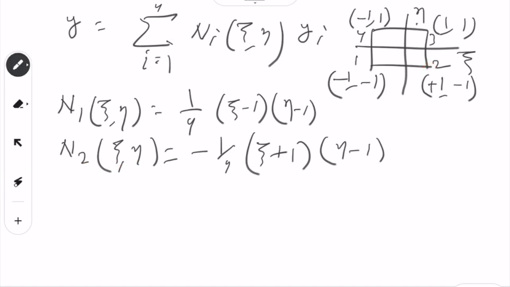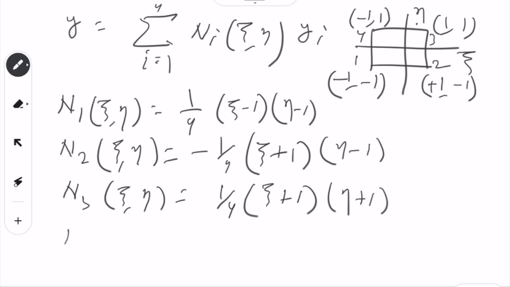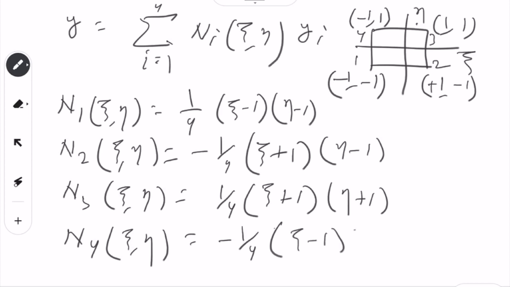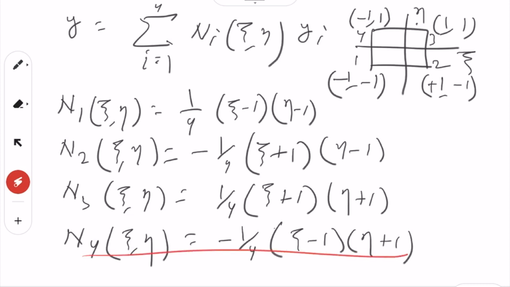Similarly, we get N3(xi, eta) equal to plus 1 over 4 times (xi + 1)(eta + 1). N4(xi, eta) will be -1 over 4 times (xi - 1)(eta + 1). Why? Because if you put -1 here and 1 there, you get -2 multiplied by 2, so -4, hence you multiply by -1 over 4 so that you get 1. And N4 will be 0 on the line through nodes 1, 2, 3, at these three nodes.